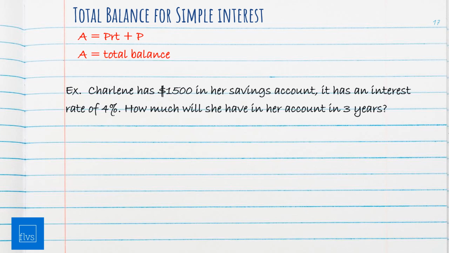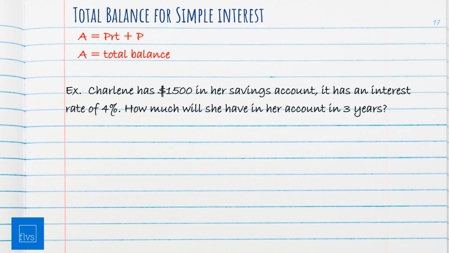So we're going to use that same example. Charlene has $1,500 in her savings account. It has an interest rate of 4%. How much will she have in her account in 3 years? This time it says how much will she have in her account. So it's asking for the total balance after the percentage rate. The previous problem says how much interest will she earn. Now we want the total balance.